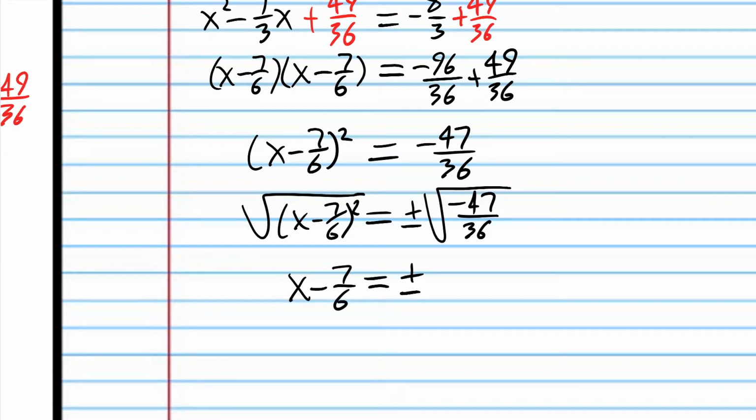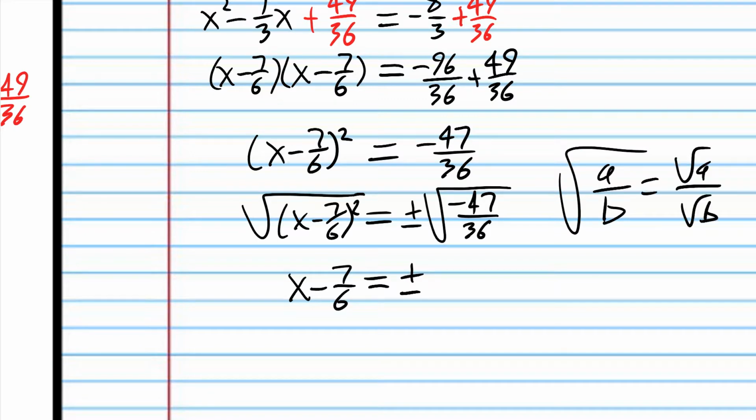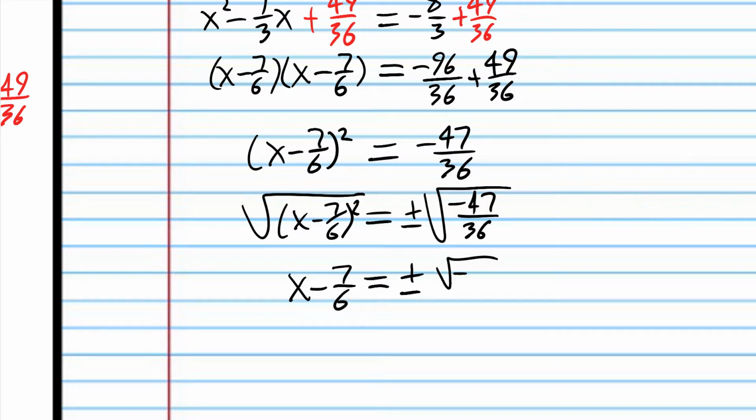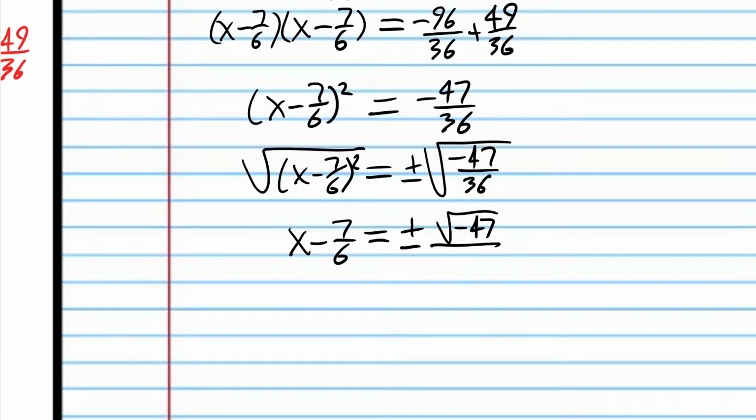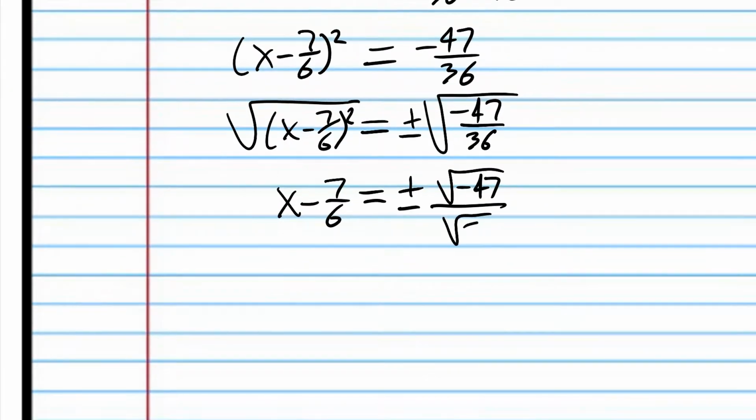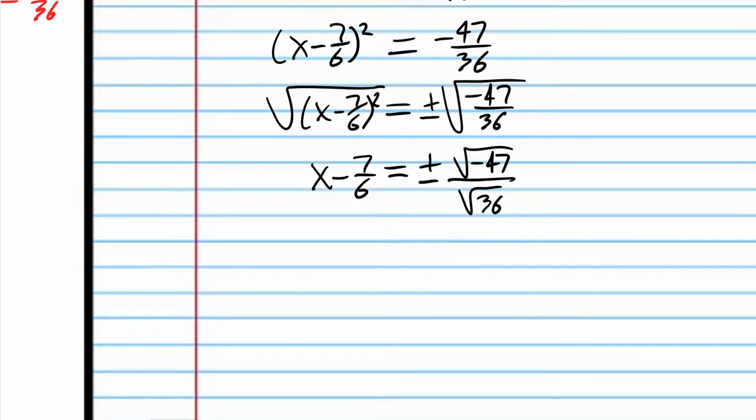And remember, the square root of a over b is equal to square root a over square root b. I know you're probably tired of me telling you that, but that's where that comes from. So we have negative square root negative 47 over square root 36.